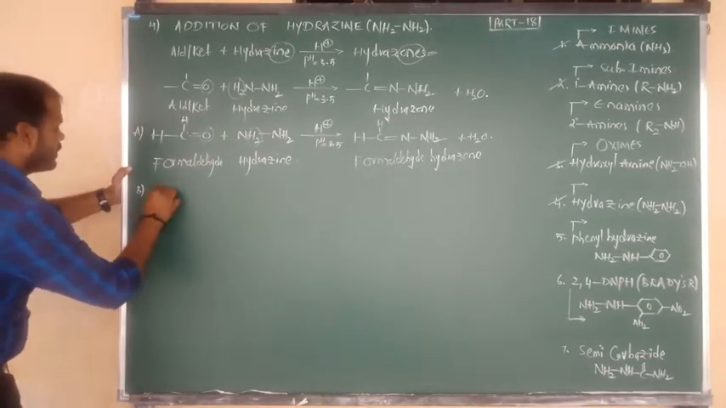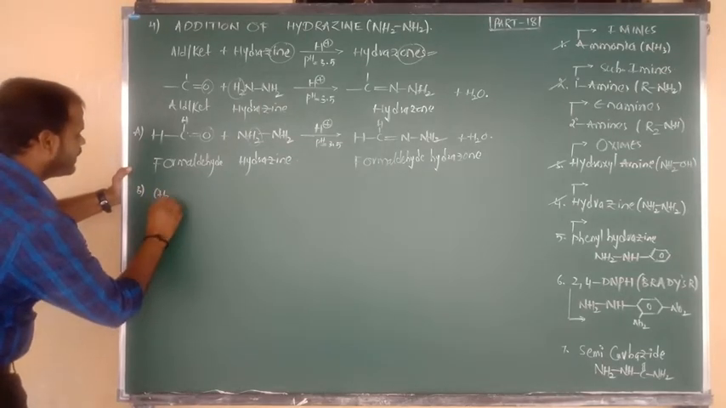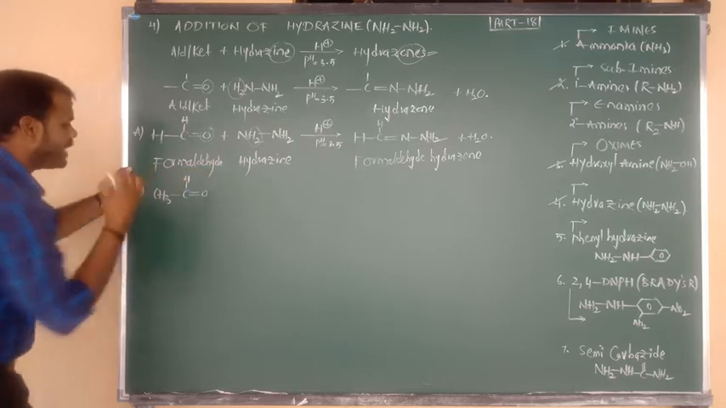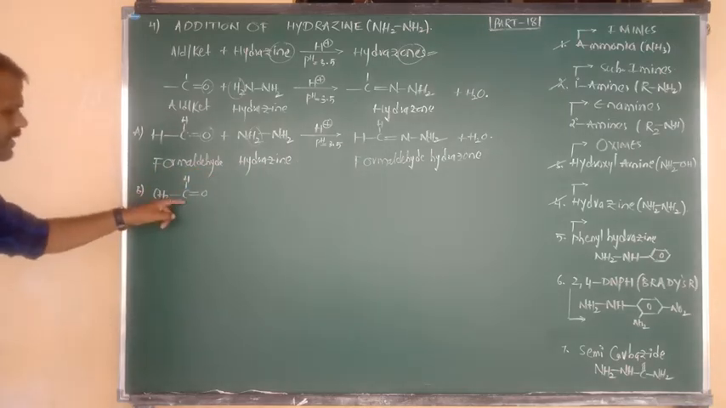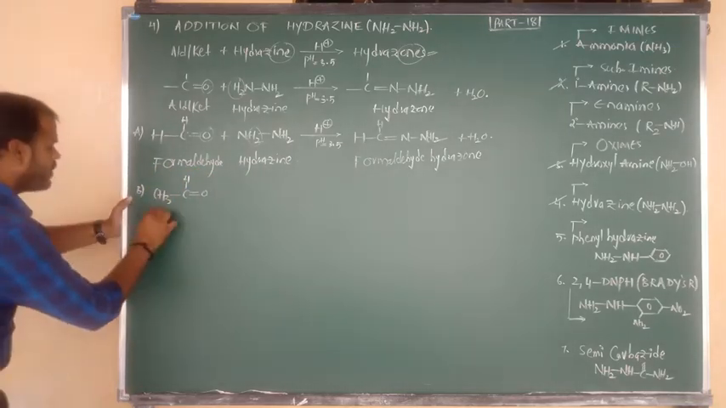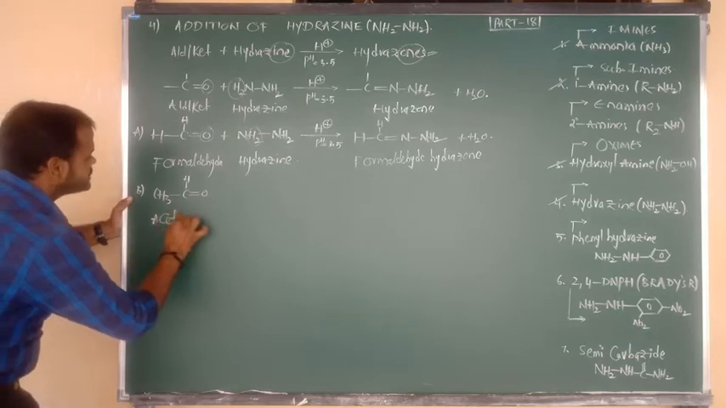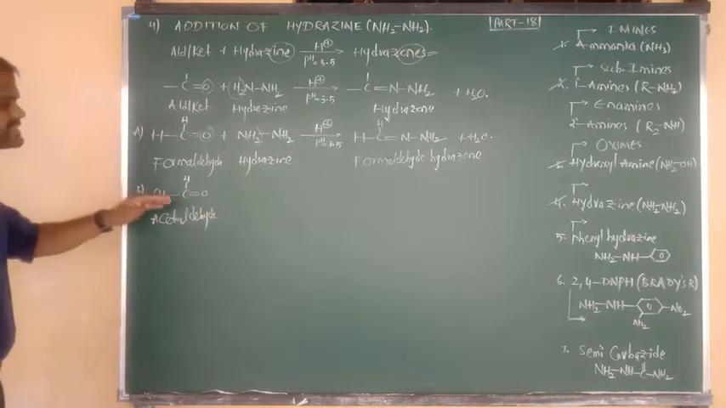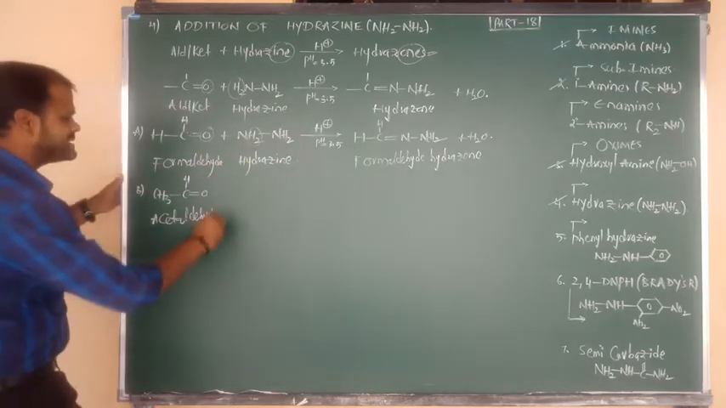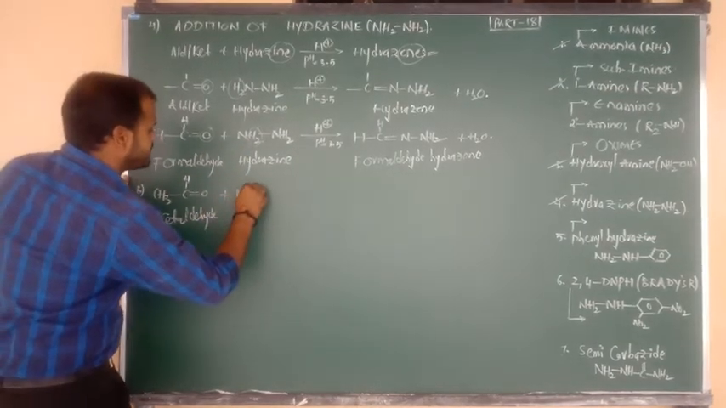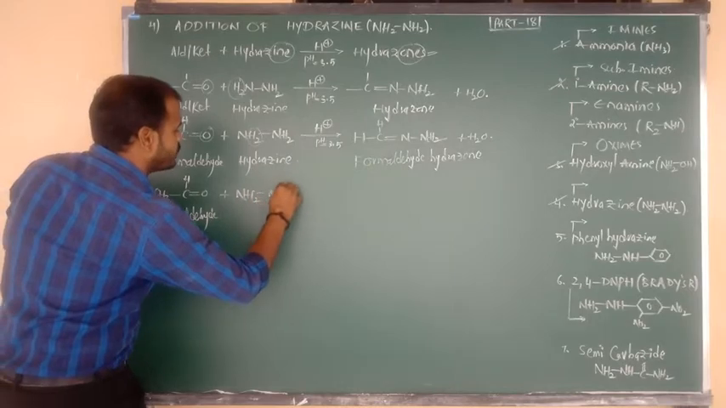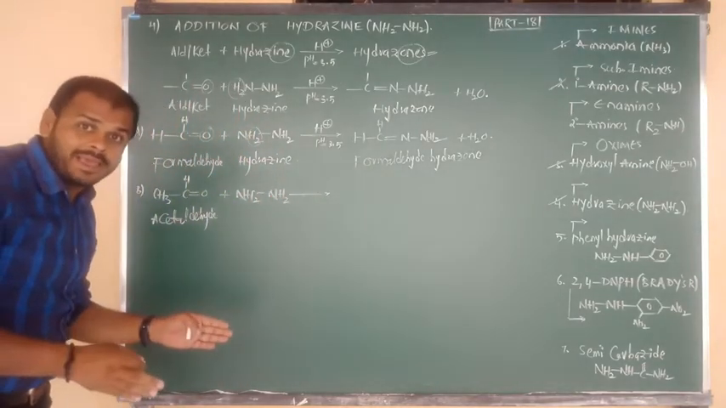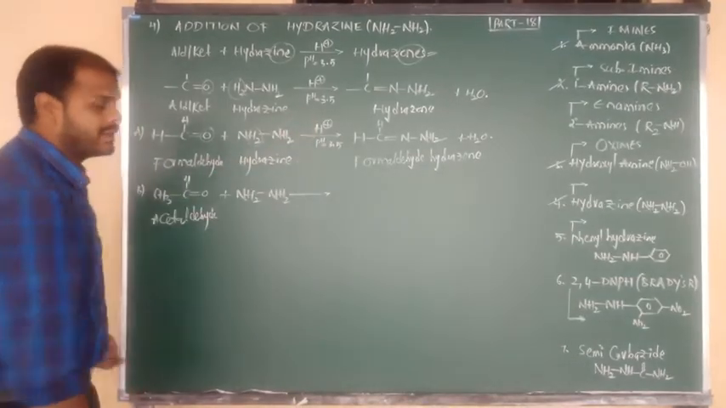Another example I am going to give you: acetaldehyde. What is the formula of acetaldehyde? CH3 bonded to C double bond O bonded to H, that is CH3CHO. The name of this compound is acetaldehyde. Acetaldehyde upon addition with hydrazine. What is the formula of hydrazine, beta? NH2 bonded to NH2. Addition of hydrazine takes place in an acidic medium.